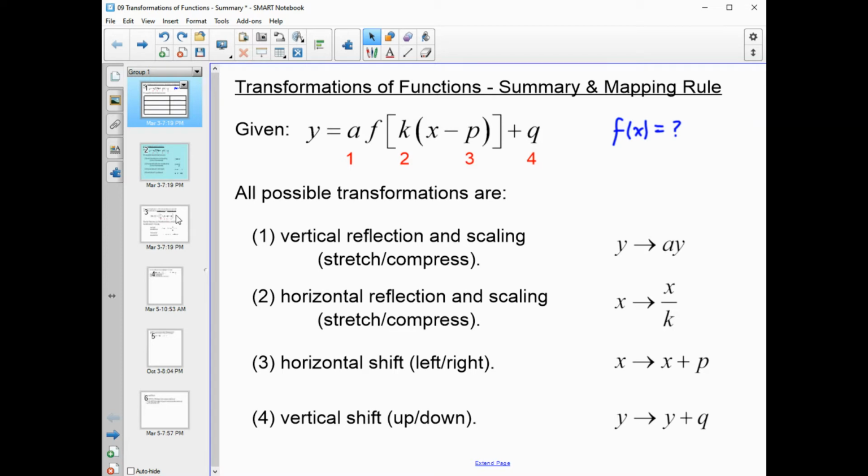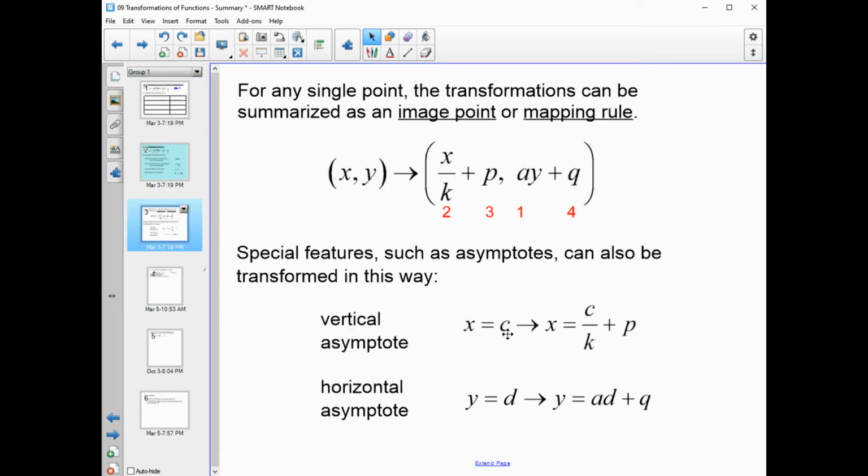If we put all of those things together, we can create what is known as the image point or the mapping rule. I think I usually refer to this as the mapping rule, but I believe the textbook that we are currently using makes reference to image point. What this is telling you is that any point on your original graph, (x, y), is going to be transformed into a new point, which is going to be x divided by k plus p, that's the new x-coordinate, and ay plus q, that's the new y-coordinate.